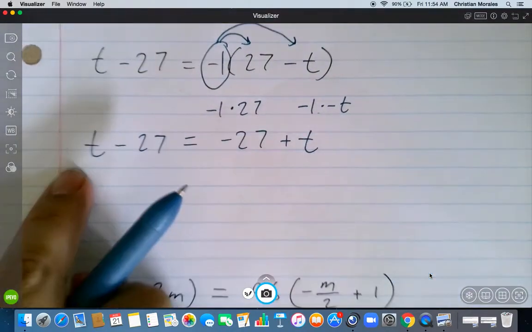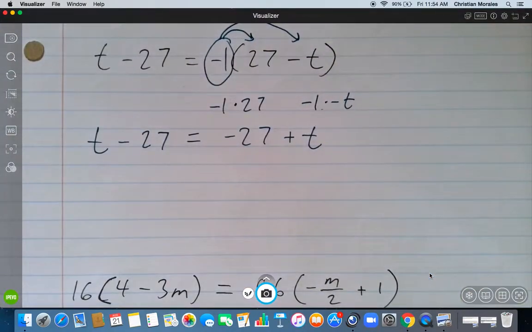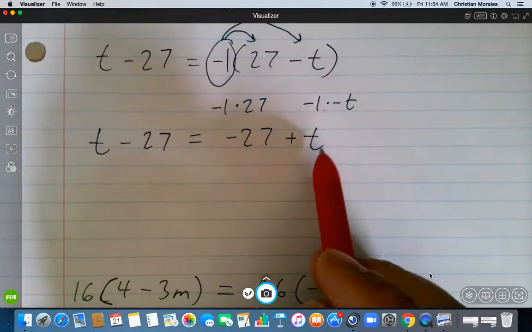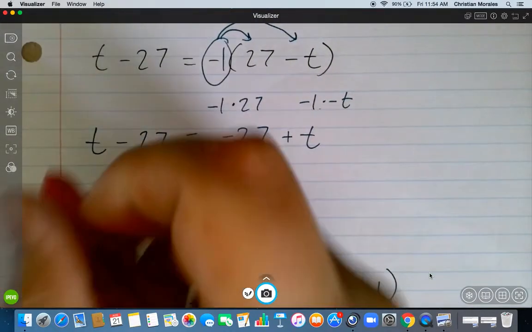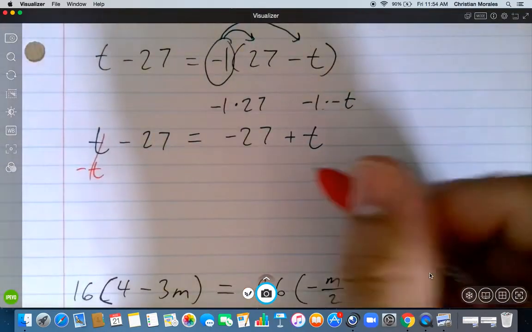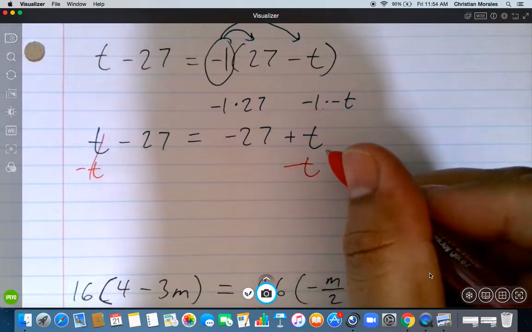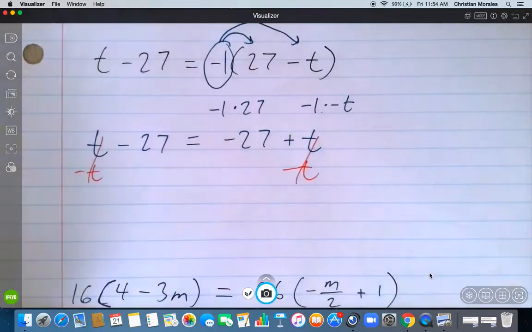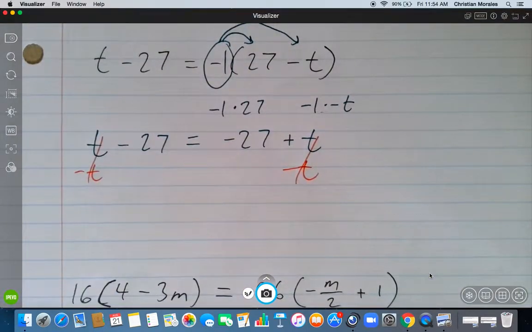Okay, we have two t's on both sides. Let's move one of them. So it doesn't always have to be this one. Like you can move this one if you want. If you want to move this t, minus t, and then do it over here, and the t's canceled out. Guys, there's a problem.